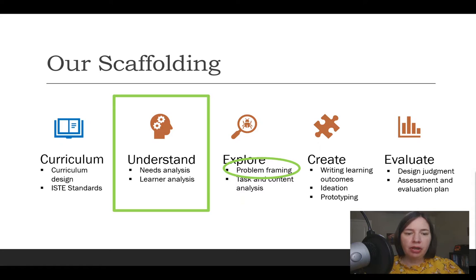So remember, this is our scaffolding for instructional design. We talked about curriculum design and ISTE standards last week. So this comes under the understand, where we're trying to understand the needs and the learners. We're also going to talk a little bit about problem framing, because that comes in if we're trying to identify what a problem is. We have to frame it in some way. So I'll give some examples of that.